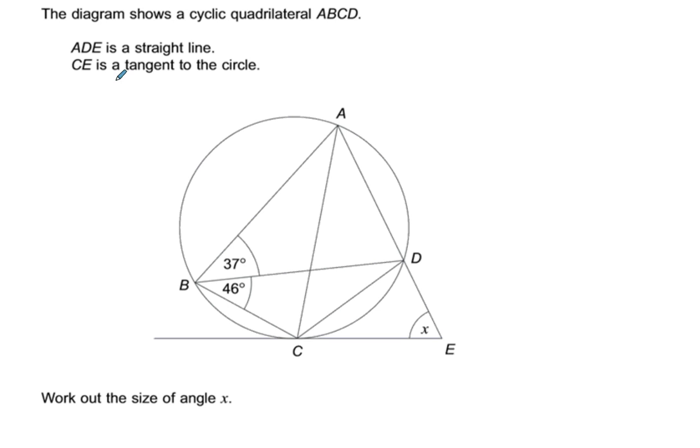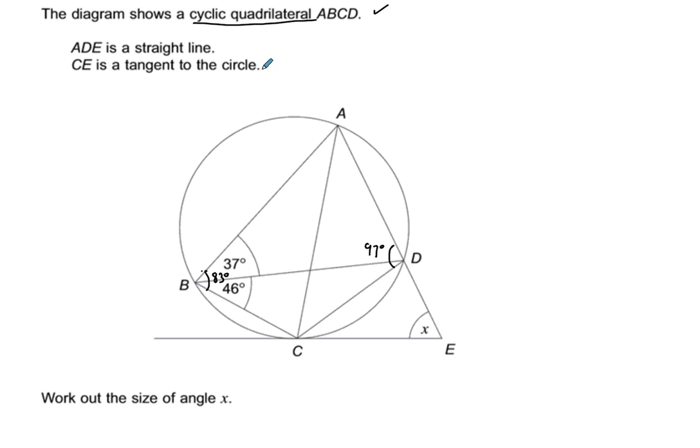Okay, the diagram shows a cyclic quadrilateral ABCD. That's really nice of them to tell us. So that's your cyclic quadrilateral. 37 plus 46 is 83. So you know that angle and that angle, opposite angles in a cyclic quad, come to 180. So you know that's 97. Can you see how much we've already done with that?